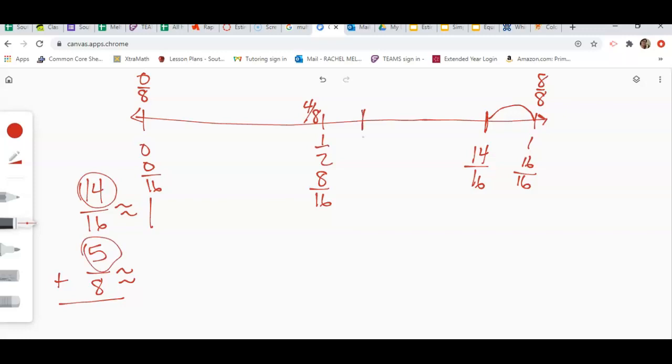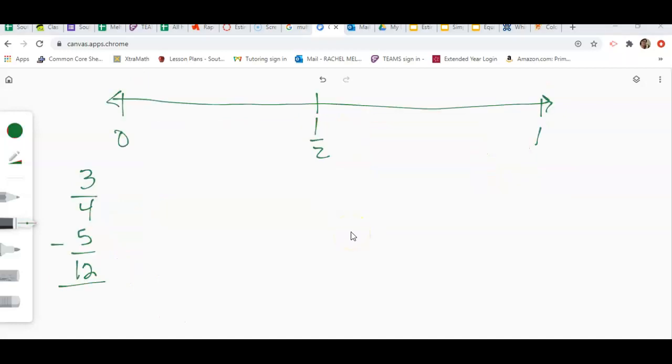I would say about right here. Okay, so that's 1 piece away from a half, but still 3 pieces away from a whole. So I would call that a half. So 1 plus a half is 1.5.